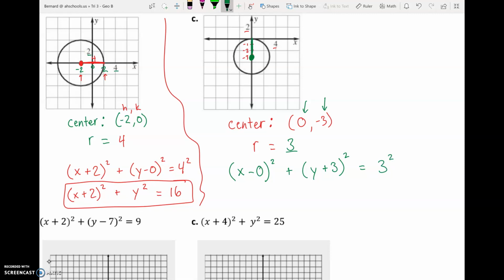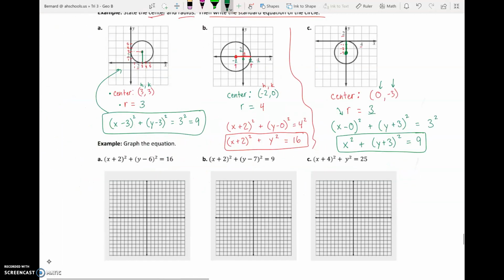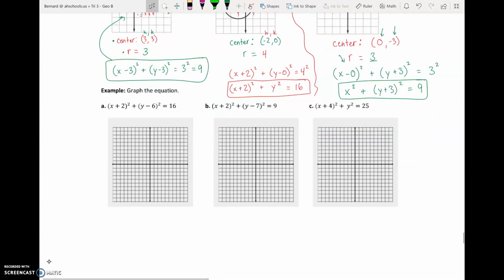Now we're going to do this in separate steps again because this -0, you'll never see that again because -0 doesn't do anything. So they'll just write this as x squared and drop the -0 part. And then they'll give us plus, and the y plus 3 stays because that's important. And then it'll equal 3 squared, which is 9. So there's your equation. Now, let's work those problems backwards.